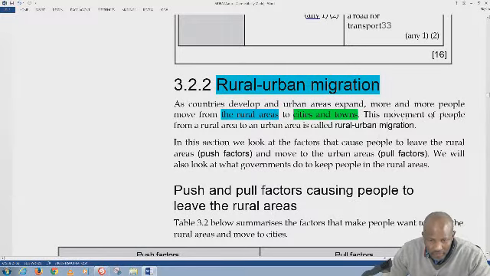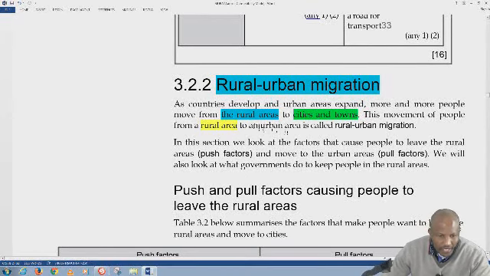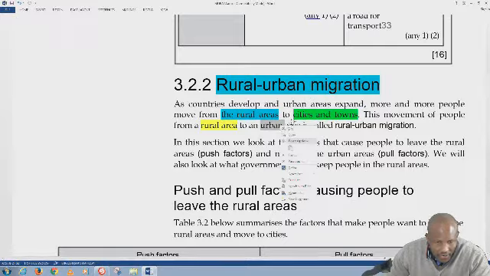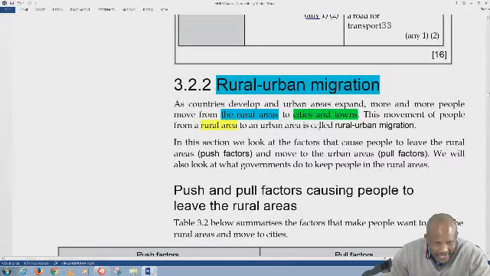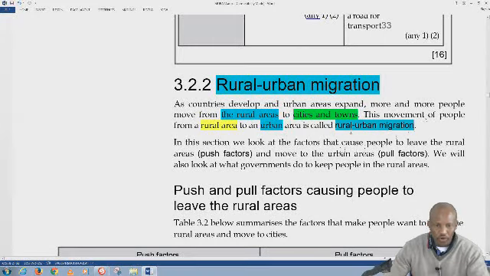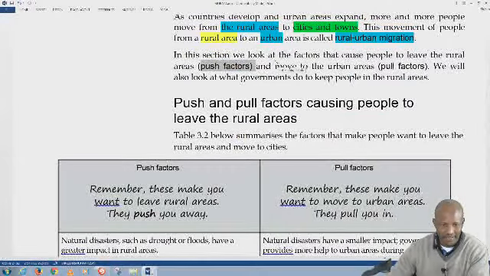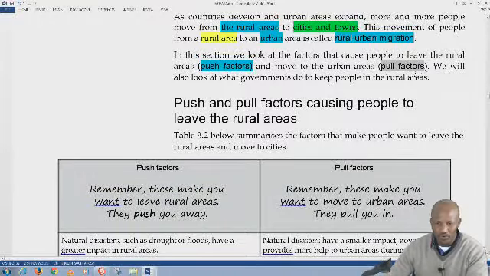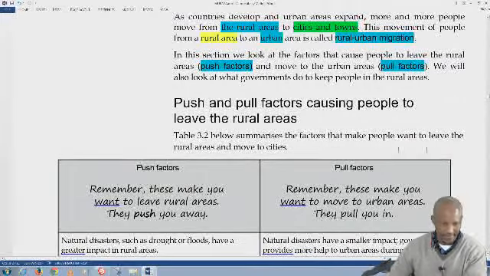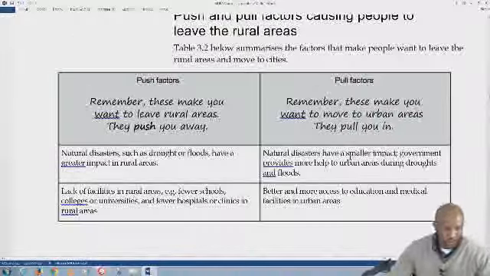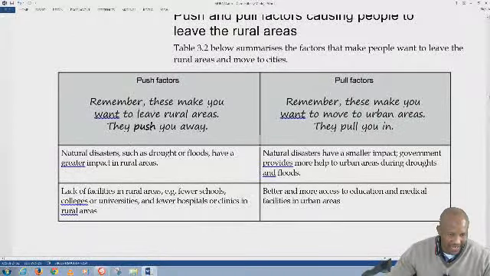Now we say the movement of people from rural areas, they move from where? From rural areas. And where are they going? They are now going to urban areas. And what do you call that? From rural to urban, you call it rural-urban migration. In this section, you'll focus on your push factors, very key. And equally, we'll also focus on our pull factors. Now let's check the push. What pushes people to move from rural to urban?